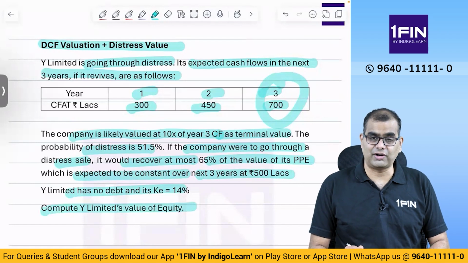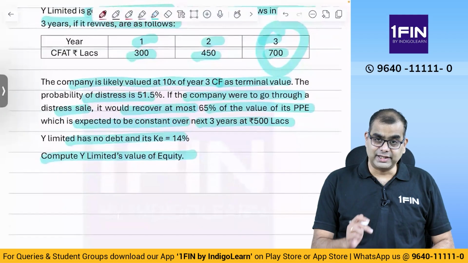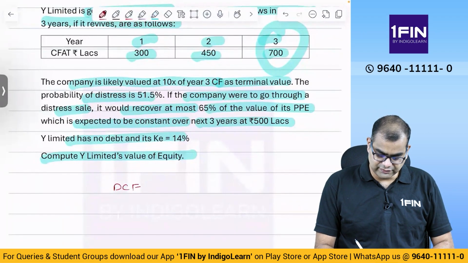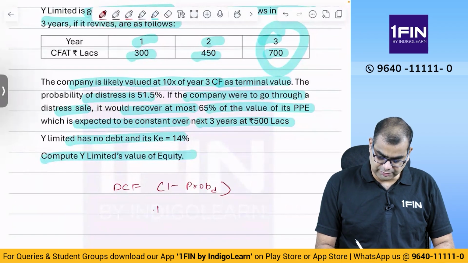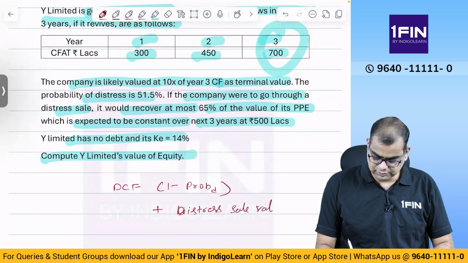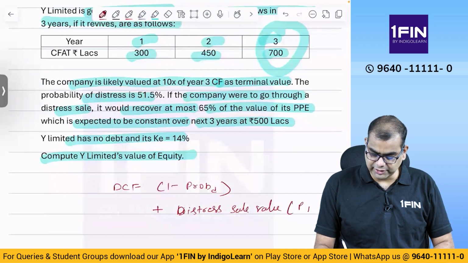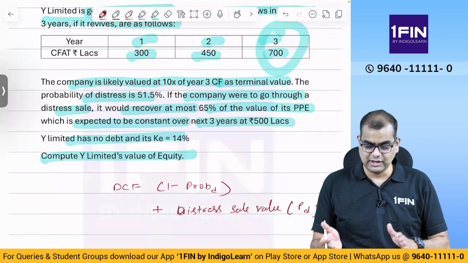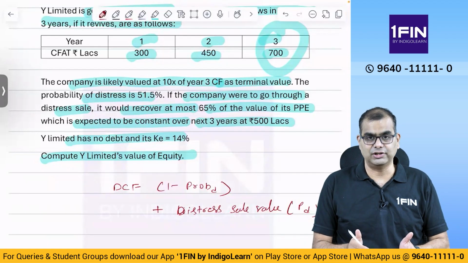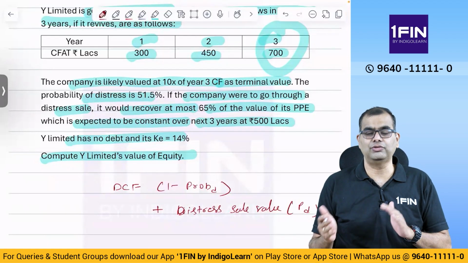Now, for this, what is the formula? What is the formula for DCF valuation for distress value? For this, I am not going to go to the solution directly. First, I will write DCF times (1 minus probability of distress) plus distress sale value times probability of distress. So basically you are doing two things. 1 minus probability of distress, that is the company is going to continue, then what is the value? Then the company is not going to continue, what is the value?